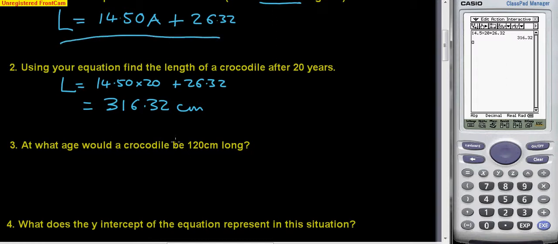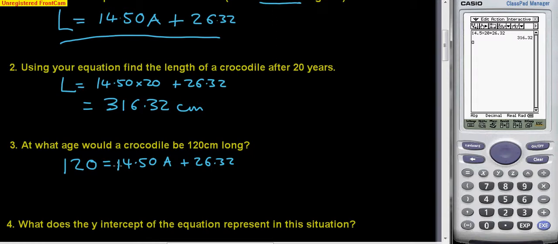This time we're told that the length is 120, so we just put in 120 instead of the L, and we've got 120 equals 14.50 A plus 26.32. Now you can just solve this on these algebra capable calculators, and I will do that in a second. I'll just go through the algebra separately before I do that.